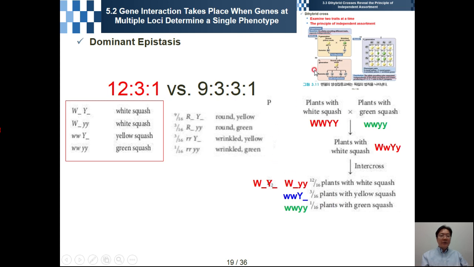So usually in dihybrid crosses, if they follow the principle of independent assortment, the two traits assort 9 to 3 to 3 to 1. But in this case they also follow the dominant epistasis rule, so the ratio will be 12 to 3 to 1.